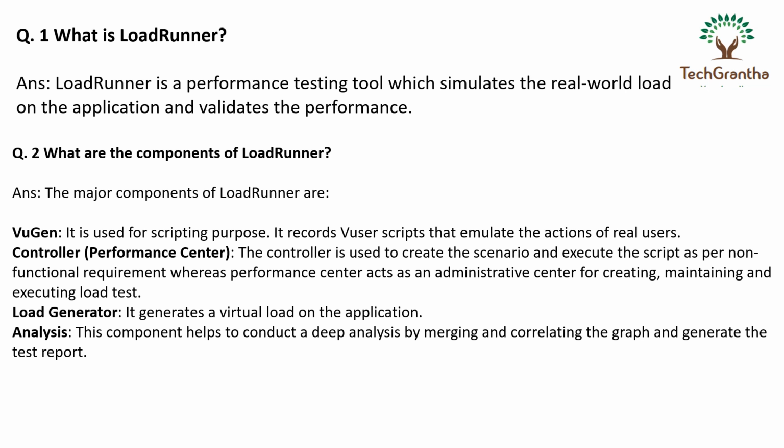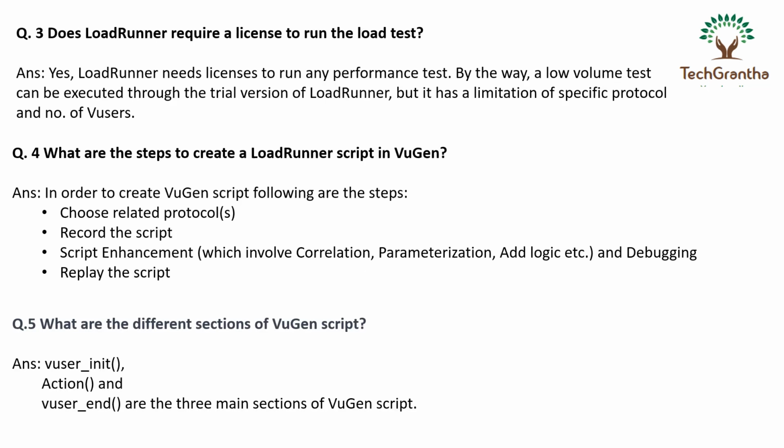VuGen we use for scripting, enhancement and recording the scripts. For those purposes we use VuGen. The second component is the Controller, or Performance Center, where we create our scenario and execute the script, and put the load. Then is the Load Generator, where the virtual load will be generated on the application. The last is Analysis. Once our test is complete, for doing the analysis part we use the Analysis component of the LoadRunner tool.